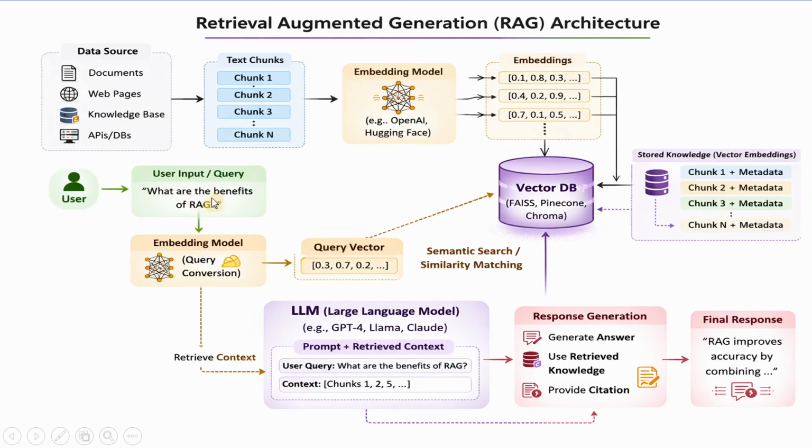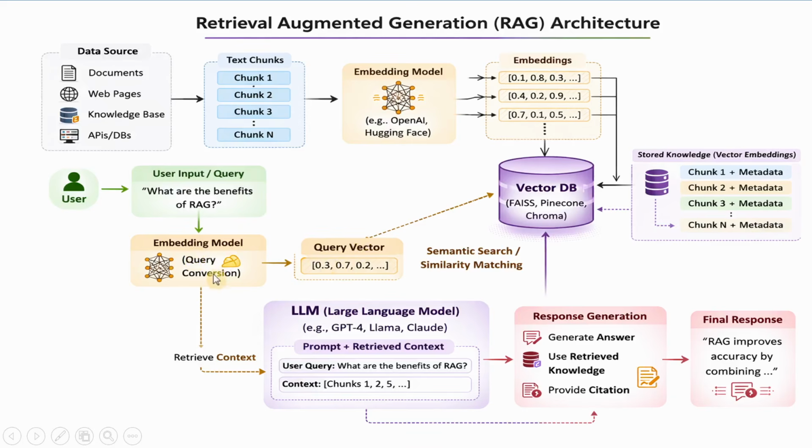Your query will be split into multiple tokens. So, what are the benefits of RAG? RAG will have some kind of numbering and embedding also. The query vector will have this information, the query conversion. The embedding will be done here.